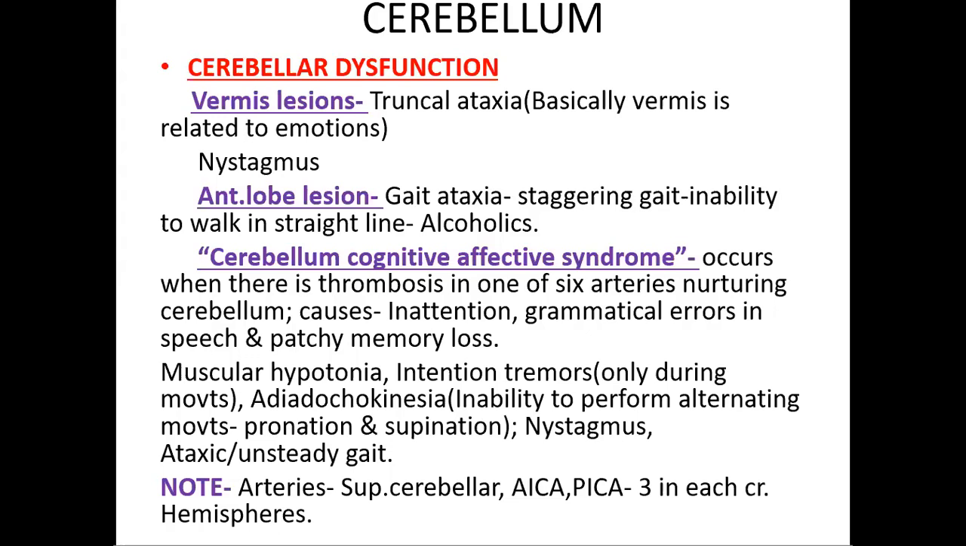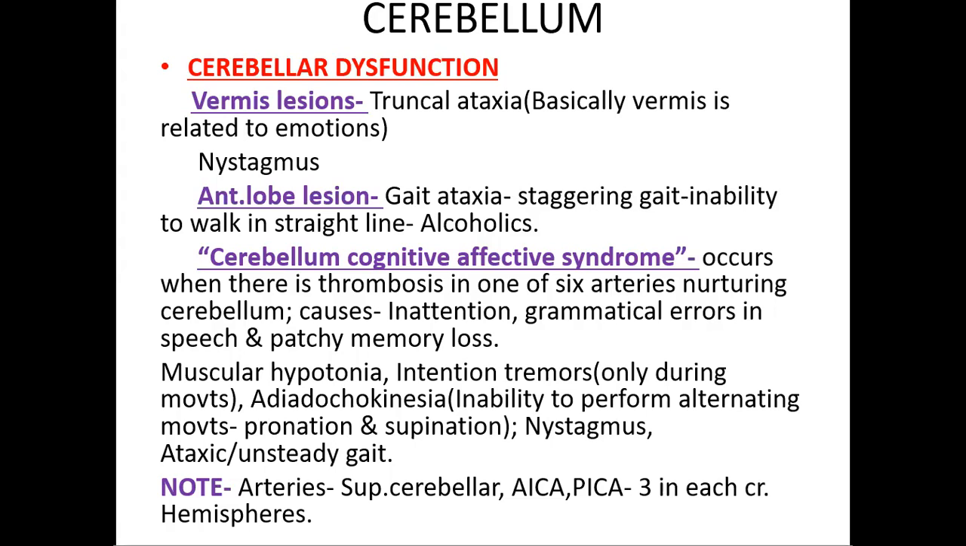Other than that, there is the anterior lobe lesion. Three lobes are related to the cerebellum. If there is a lesion in the anterior lobe, then there is a condition known as gait ataxia. The person will be walking like an alcoholic person. We call it staggering gait. The person will not be able to walk in a straight line, like an alcoholic. Why does it happen? It happens if there is a lesion in the anterior lobe of the cerebellum.